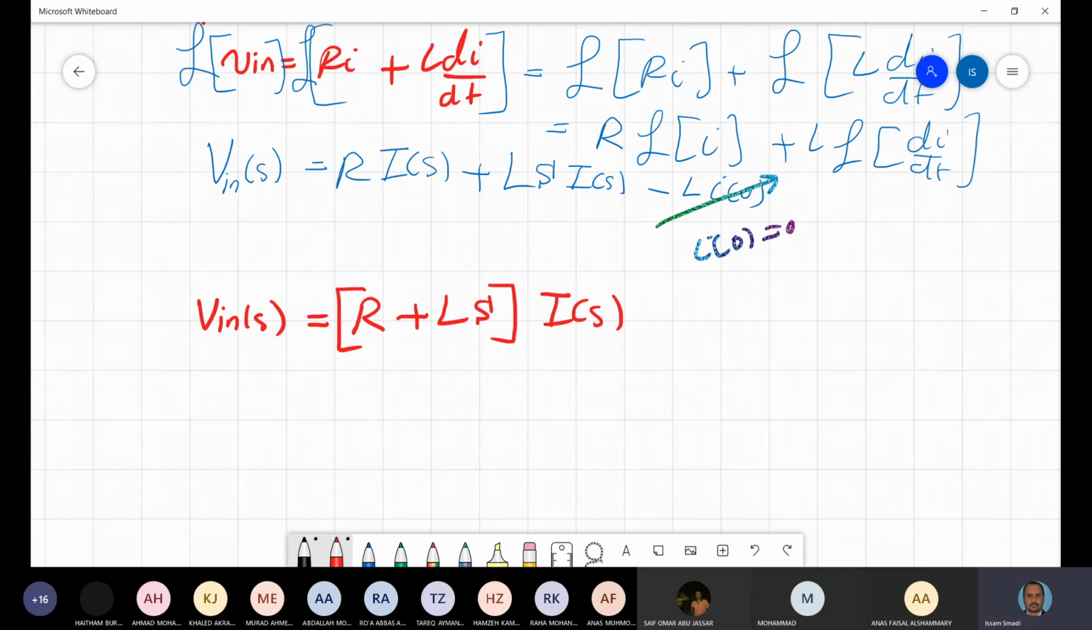Now I need to find what? I need to find i of t actually. I need to find the solution for a given input. So this means that I need to find i of t given Vn input. So now, can anyone solve this equation with respect to I of s?